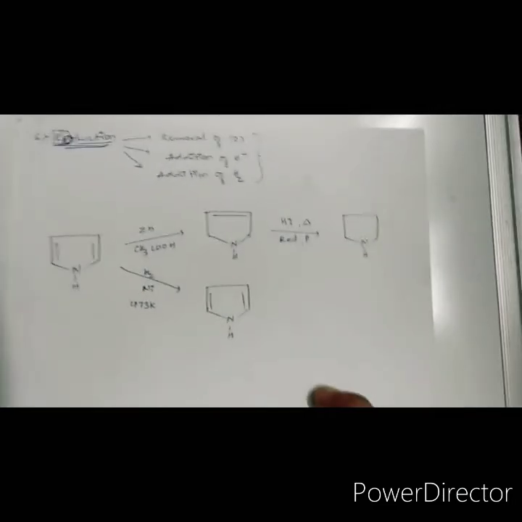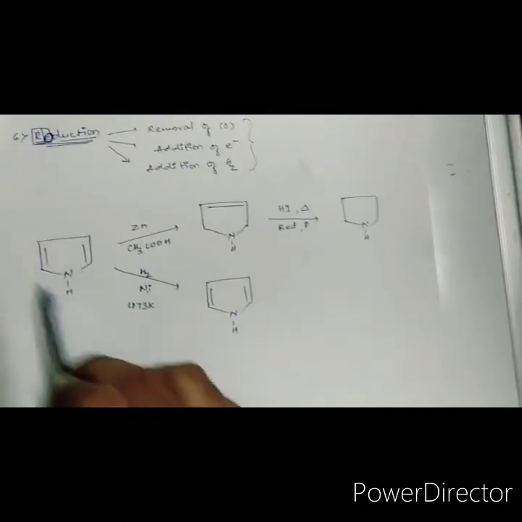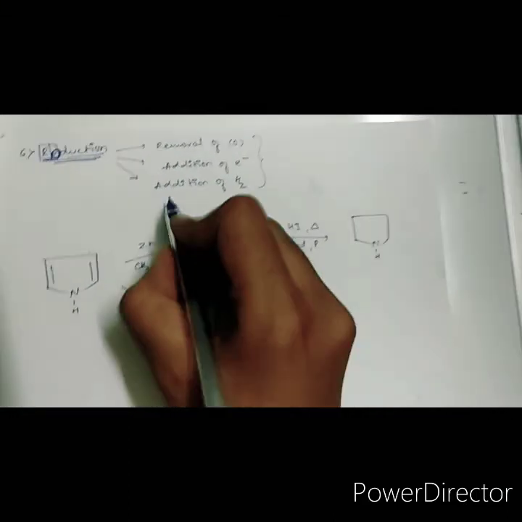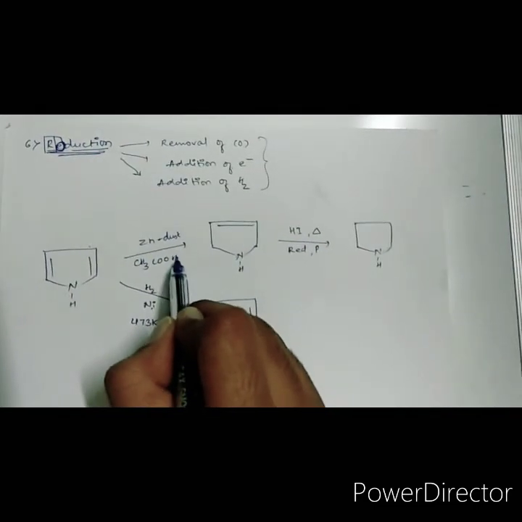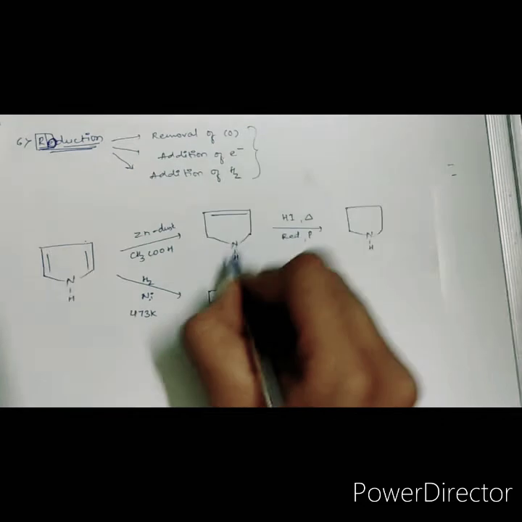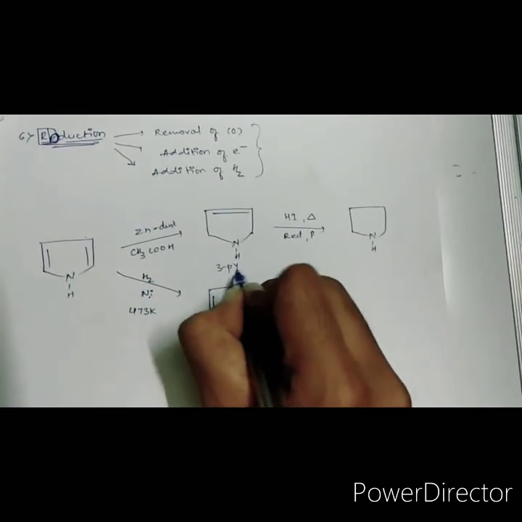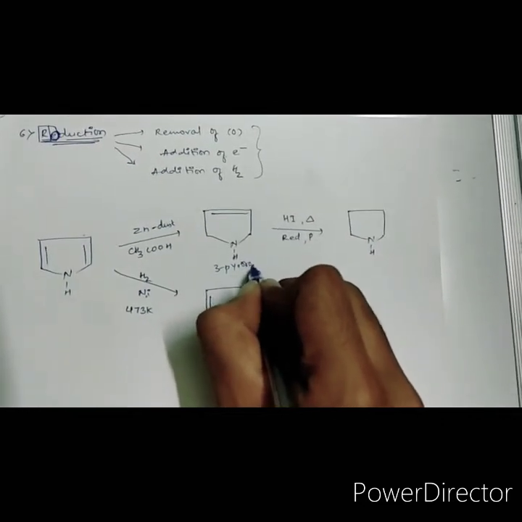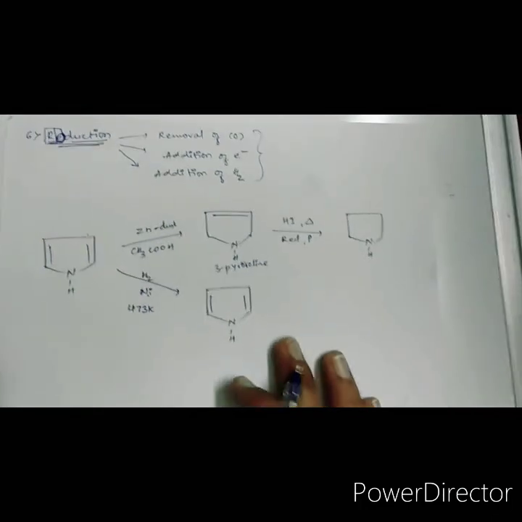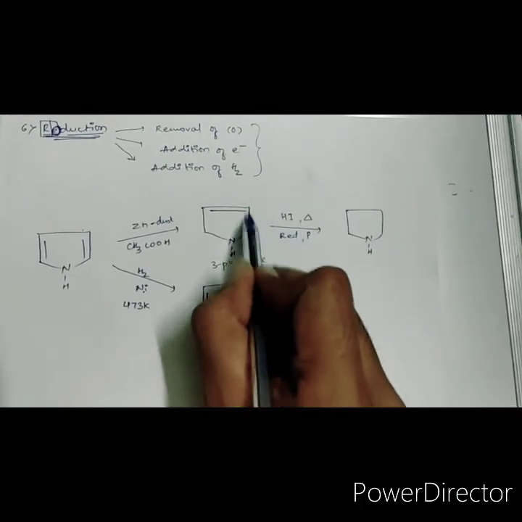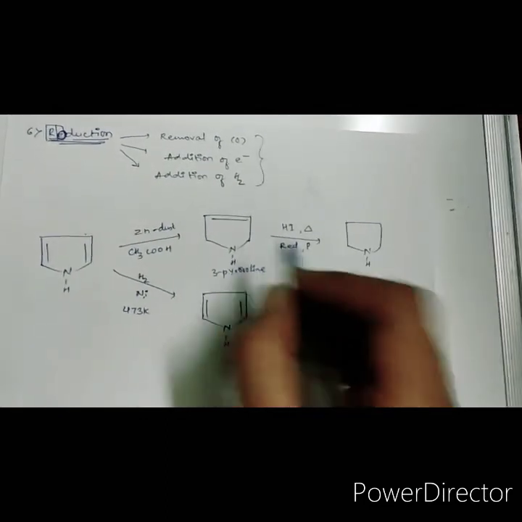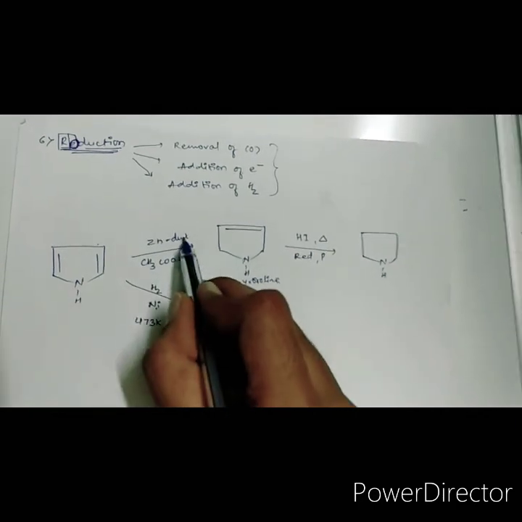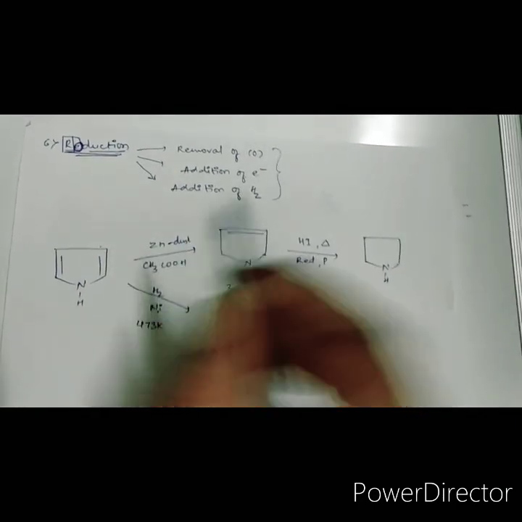So how does pyrrole undergo reduction? There are two methods. One method is using zinc dust in the presence of acetic acid, where it undergoes mild reduction to form 3-pyrroline. You can see first, second and third position, so at the third position there is a double bond, hence ene, pyrroline. So it first undergoes mild reduction in the presence of zinc dust and acetic acid to form 3-pyrroline.